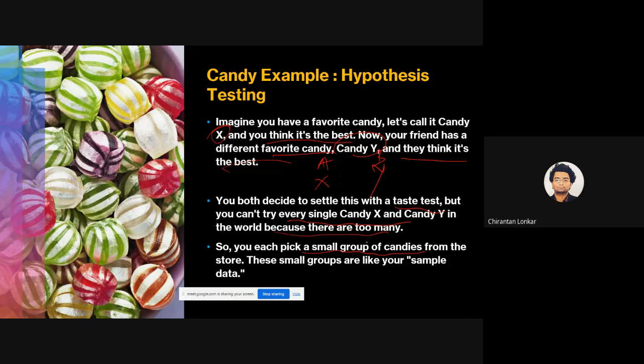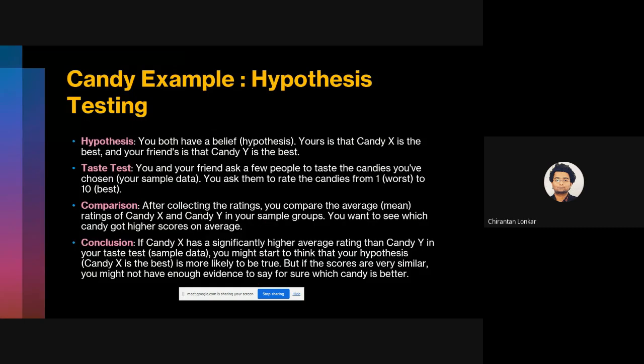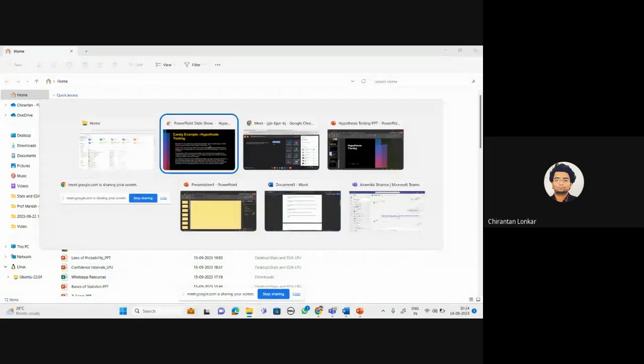Instead of people, let's say now I pick more candies from the store, and these small groups are like your sample data. Let's say I don't just go for Ferrero Rocher, I go for Toblerone. I go for more candies. I go for Mars. I go for Hershey's. Whatever you can think of. I go for Twix. I go for multiple such candies, or chocolates. Now we need to do hypothesis testing, correct? We need to see if candy X tastes better or candy Y tastes better. Now what do I need to do? I need to do the hypothesis testing.